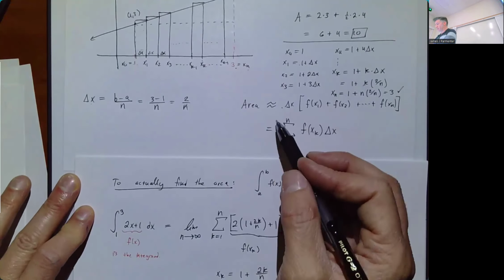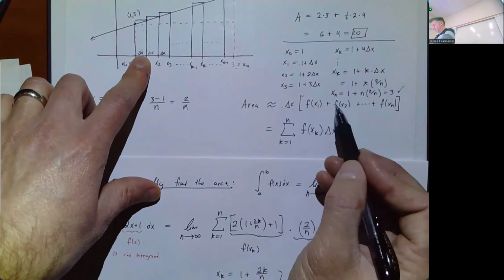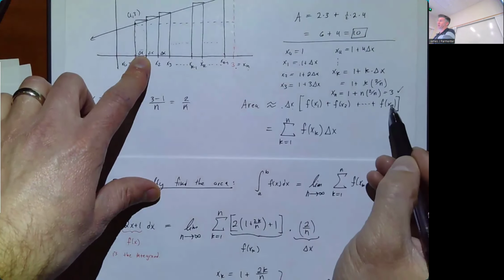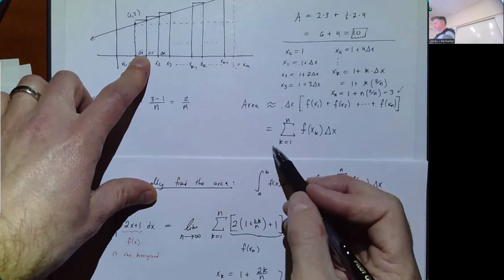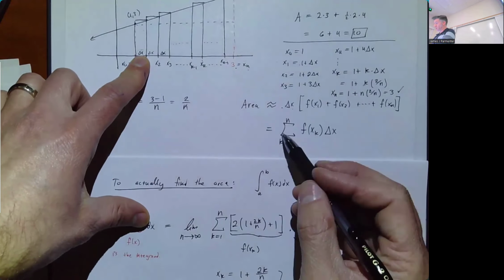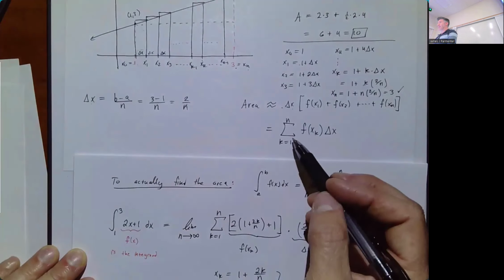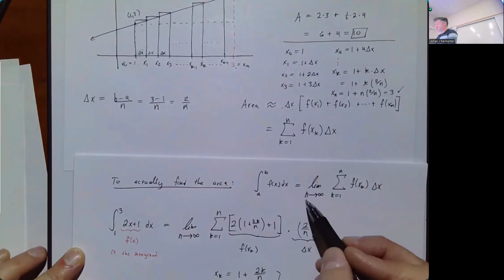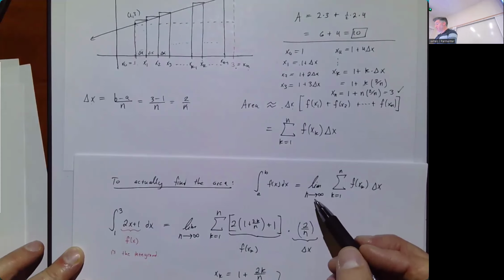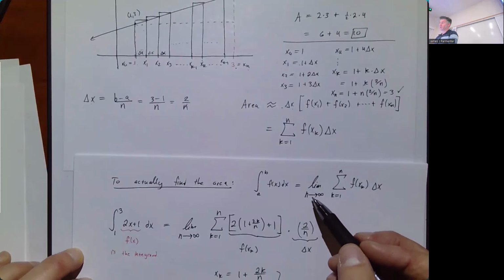So each rectangle is base times height, base times height, base times height, all the way to base times height. We compactified that, writing it in the sigma notation here. And then we said, well, that's the approximation. And then if we let n go to infinity, then we're going to get actually the area under the curve.